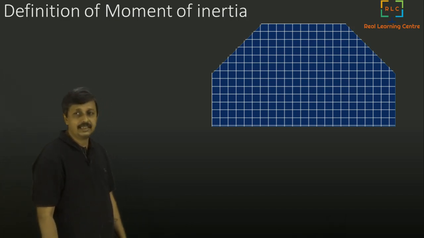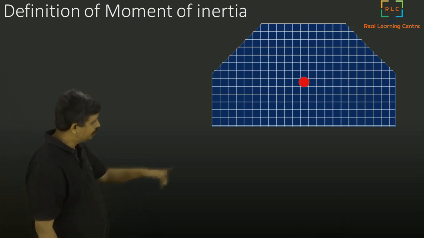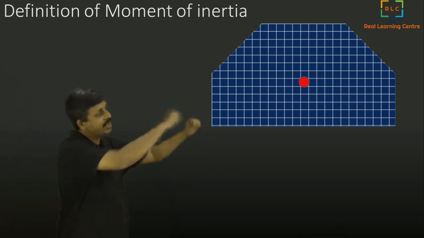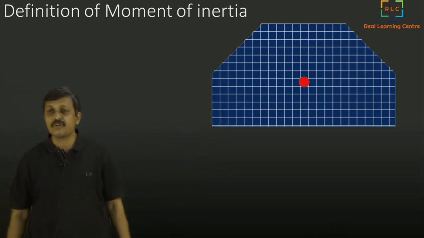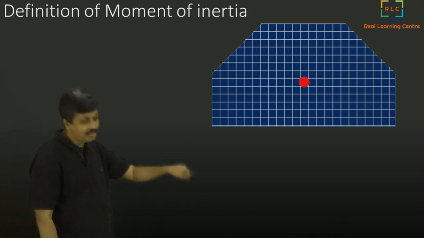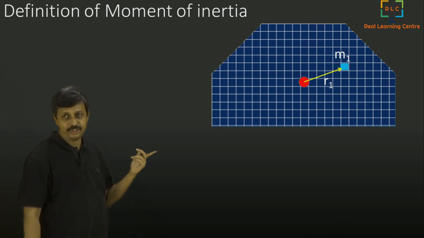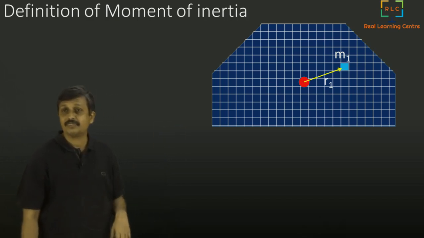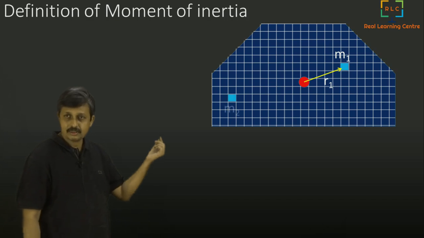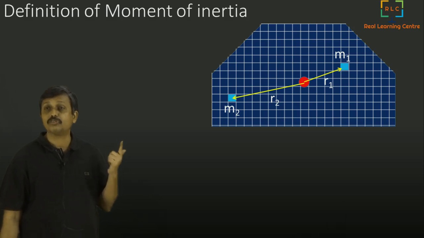And let us say, when you cut them, we assume that we are going to rotate this around this particular axis. If you rotate this around that axis, then we want to calculate the moment of inertia about that axis. So what will we do? We take one mass, m1, and find out the distance to it from the axis of rotation and call that r1. You can take another piece of mass, say m2, and find out the distance from that and call it r2.